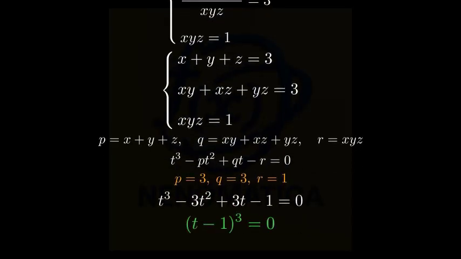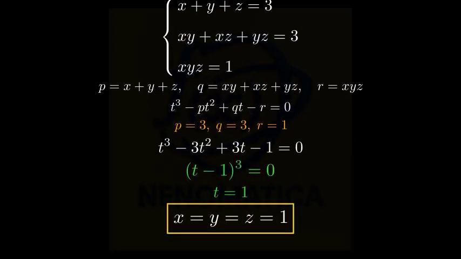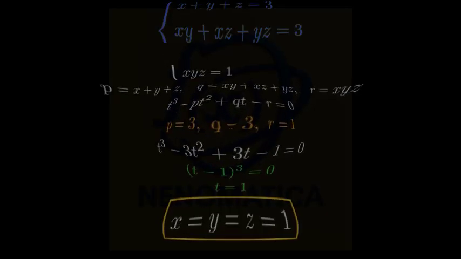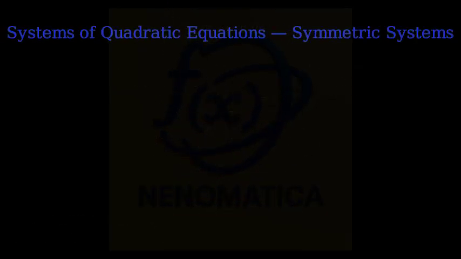Step 4. Factor the cubic. Notice the binomial expansion. It factors as (t minus 1) cubed equals 0. So t equals 1 is a triple root. Because the cubic was constructed to have roots x, y, and z, the solution is x equals y equals z equals 1.